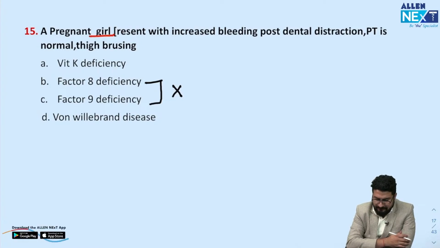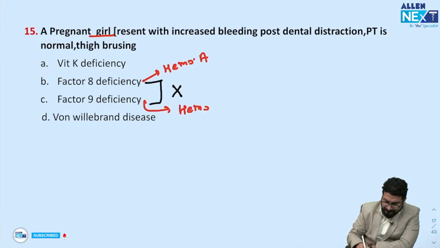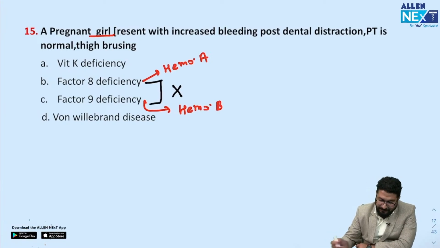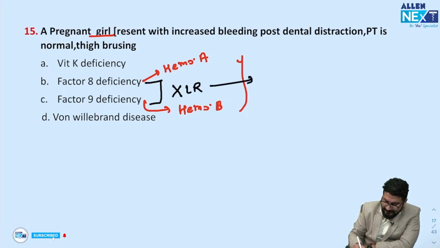So just try to understand this. Hemophilia A and B. Factor 8 deficiency is hemophilia A. Factor 9 deficiency is hemophilia B. These are ruled out. Why? Because these are seen in boys. These two conditions are X-linked recessive, and X-linked recessive conditions are seen in boys.